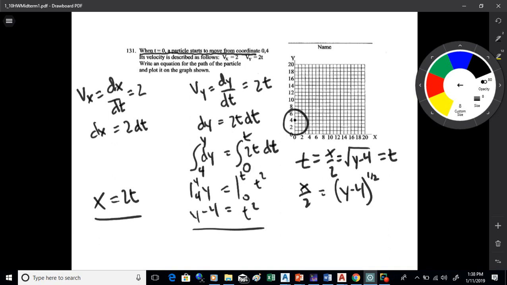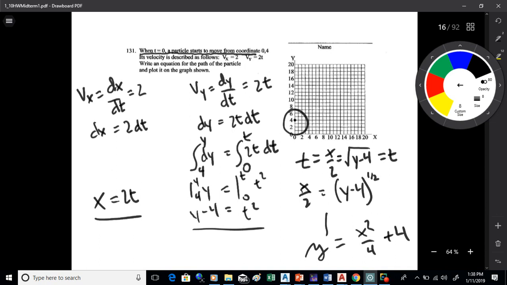So what I had to do was back those off into position functions, not velocity like I was given. I want to go back to position. Once I've got that, I solve each of them for t and then equate what's left together. That way I can relate x to y and get a path. I can work through that and get that y is equal to x squared over 4 plus 4. Then I can plot up some points, and that's going to be a parabola that looks something like that.